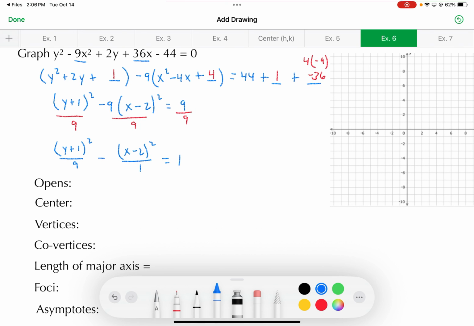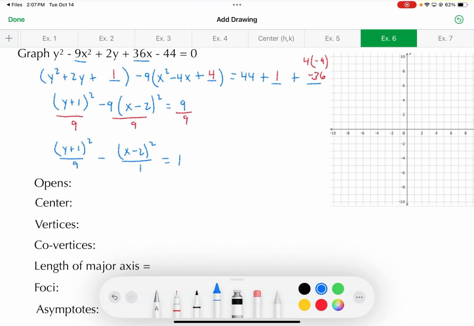Can we leave it as not being over y? Could we just leave it as x minus 2 squared? Yeah, that's fine. You don't have to put the denominator of 1, technically. Would it be considered not simplified? No, that's still valid. Okay.